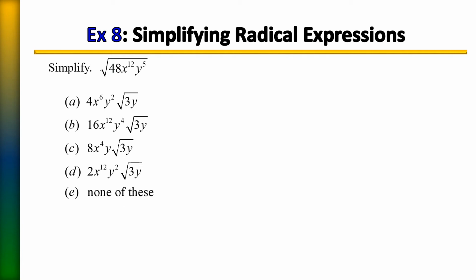Is that a perfect square? No, because 5 is not divisible by the index of 2. Now, if you go down 1 and write it as y to the 4th power, then it will be a perfect square. However, you have 5 y's, which means 1 y is going to wind up being left behind under the radical symbol. So what you're going to have is the 3 and the y are the non-perfects. So it's going to be left under the radical. The other part is all perfect.